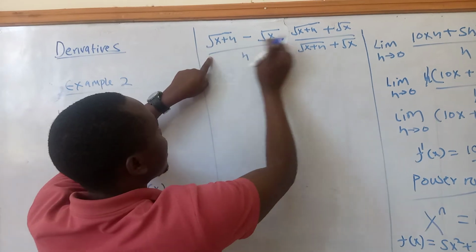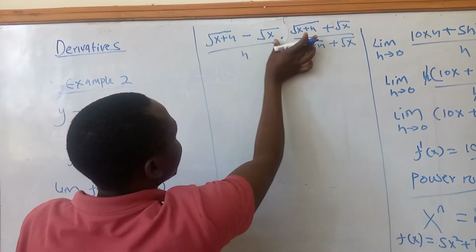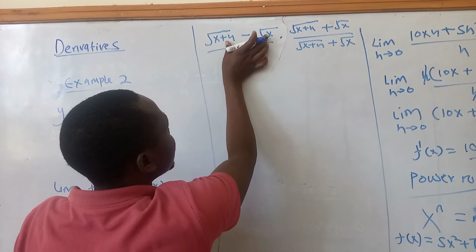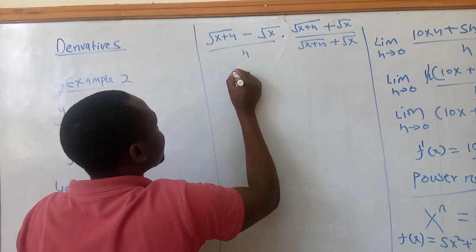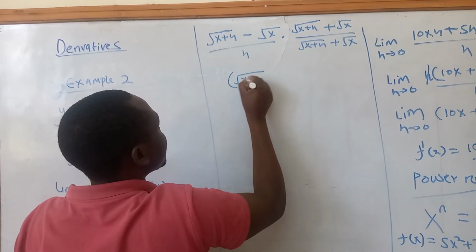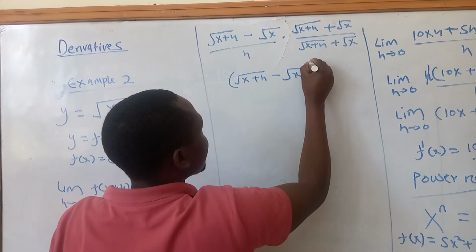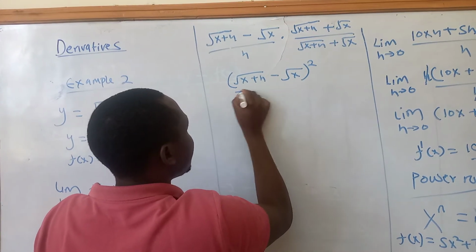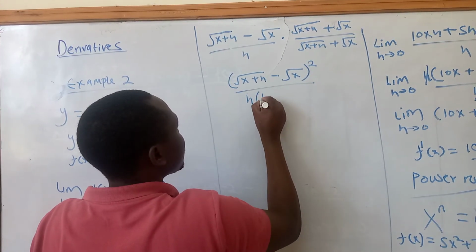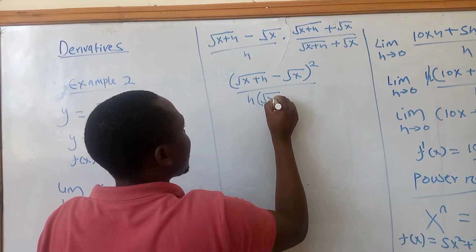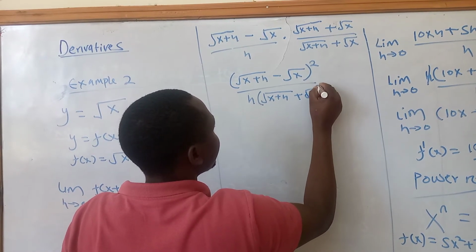If I multiply this and this, it is just the same as the difference of two squares. Instead of multiplying this by this, the numerator is just the root of x plus h squared minus the root of x squared. Divide by this multiplied by this, which is the same as h into the root of x plus h plus the root of x.